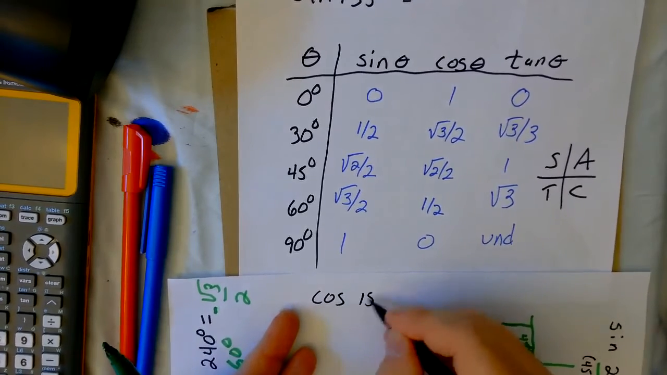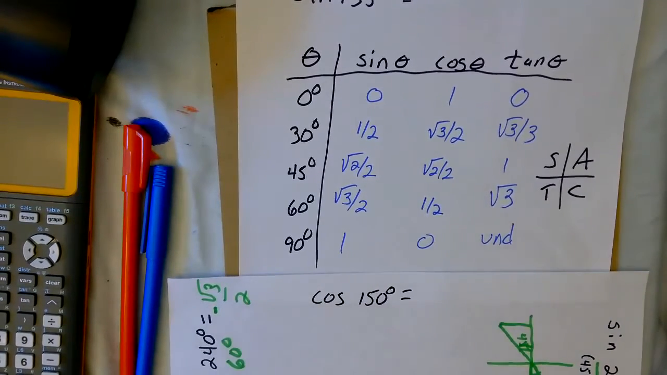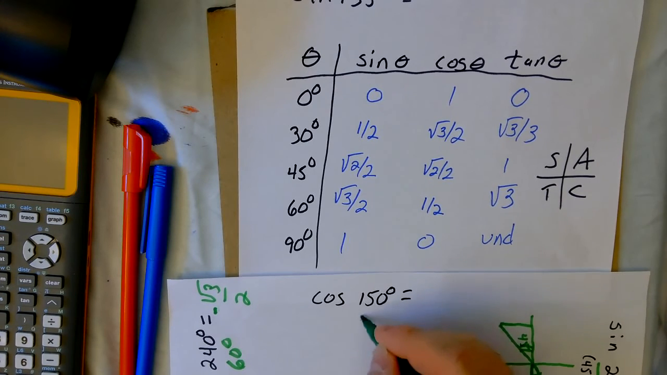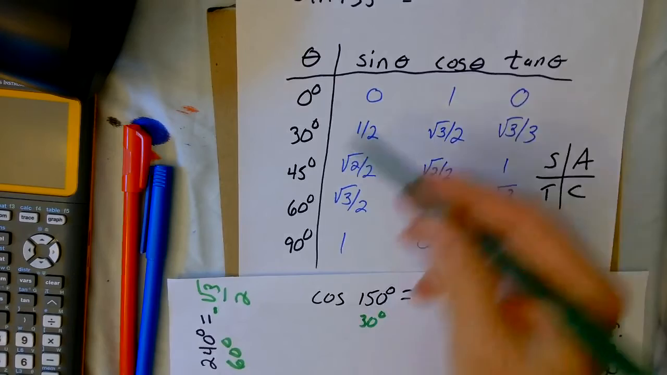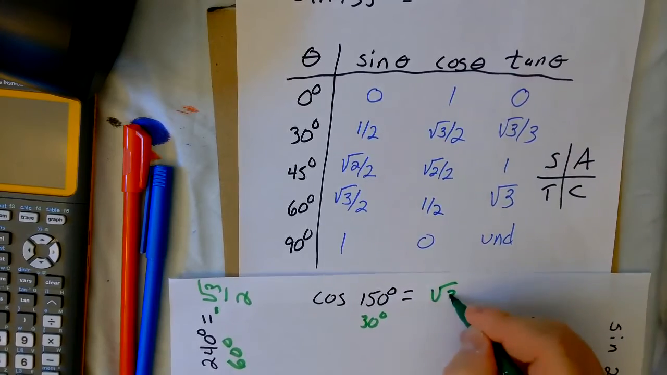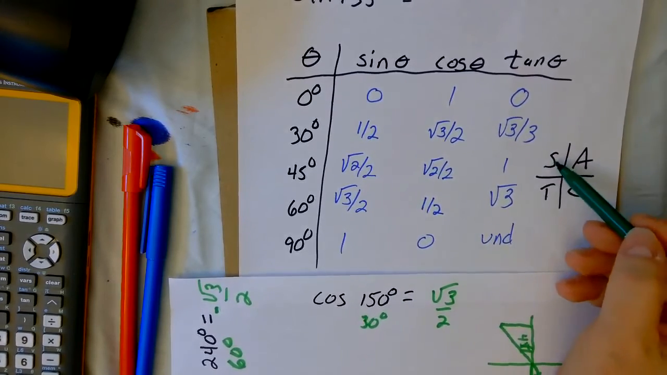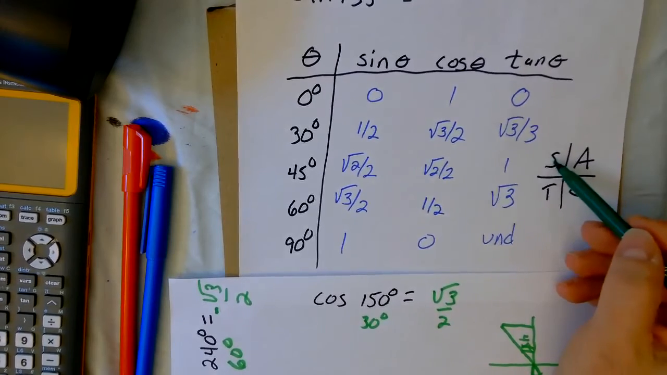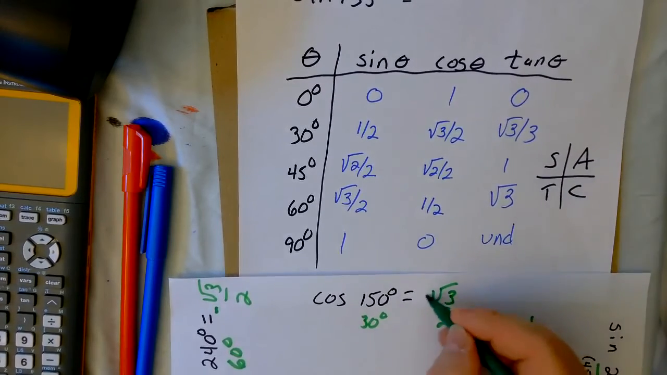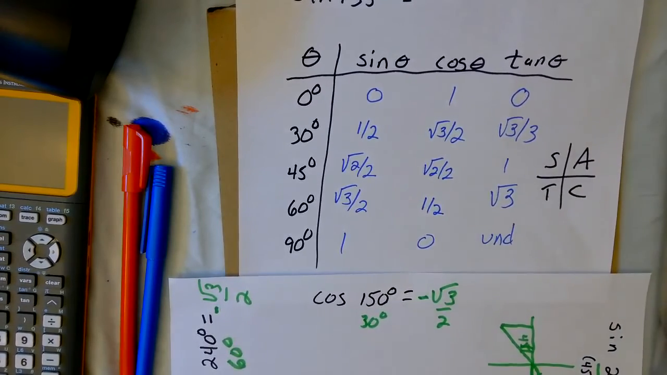Cosine of 150 degrees. You do that one. I ask myself, what's the reference angle for 150? That's 30 degrees. Cosine of 30 degrees is root 3 over 2. 150 is in the second quadrant. Sine and cosecant are positive in the second, not cosine, so it's negative in the second quadrant.